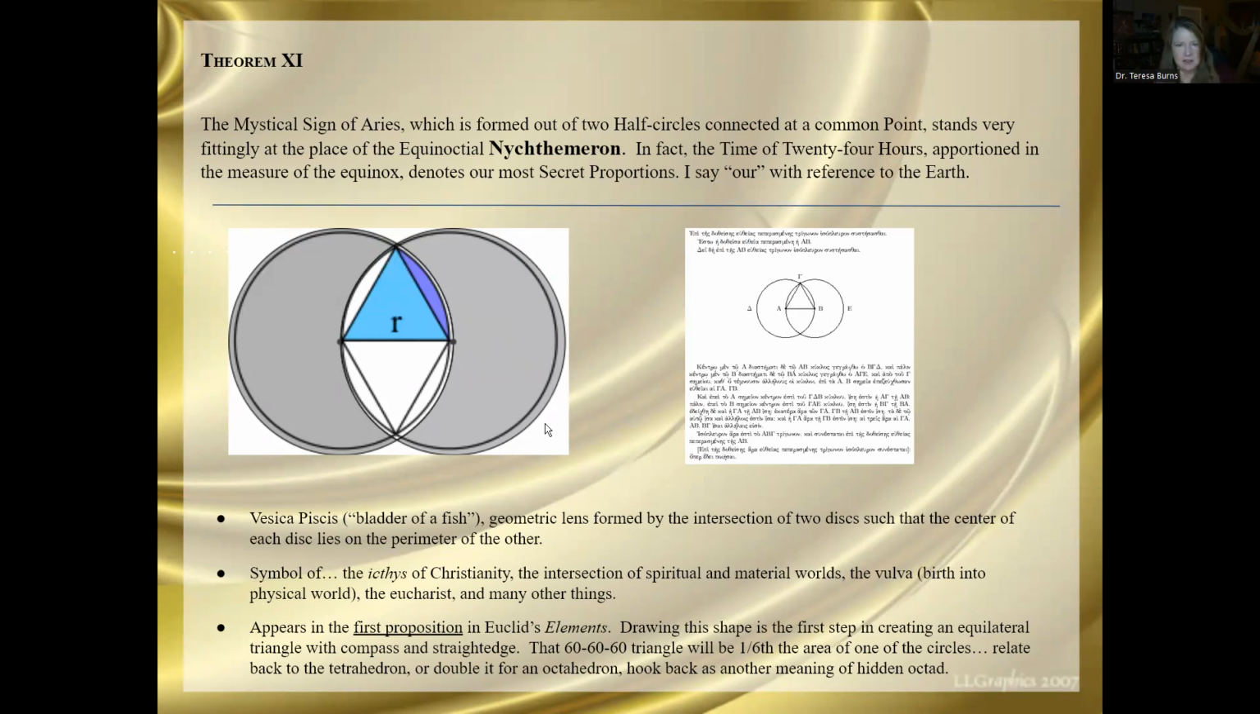So today we'd call that a 60, 60, 60 triangle, each of it 60 degrees. It'll be 1/6 the area of one of the circles, which is also in that proof. You can relate that 6 back to theorem 6 if you want. In that theorem, there's a hidden octad. Where would you get that?